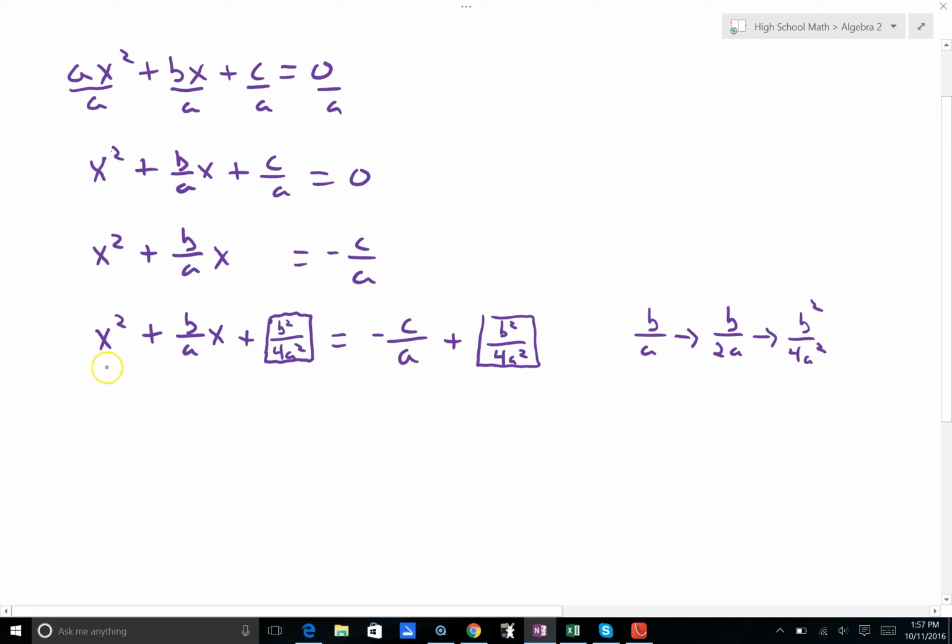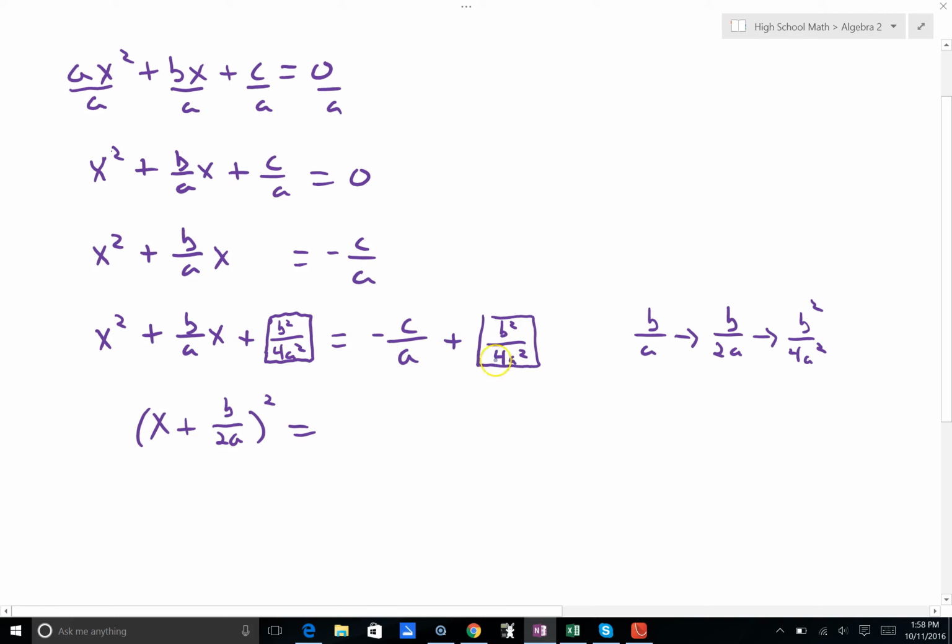Alright, now we can write this left side as one binomial squared. The square root of x squared is x. The square root of b squared over 4a squared is b over 2a. This operator goes in between. And again, this term is also 1/2 of this one. Half of b over a is b over 2a. Quantity squared.